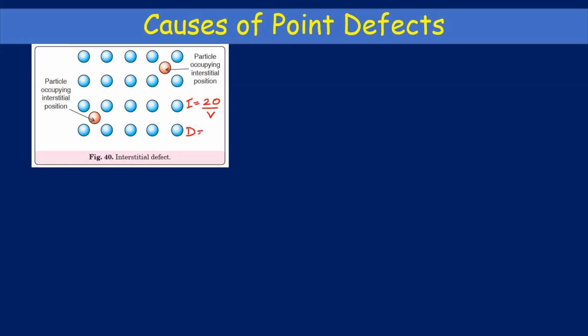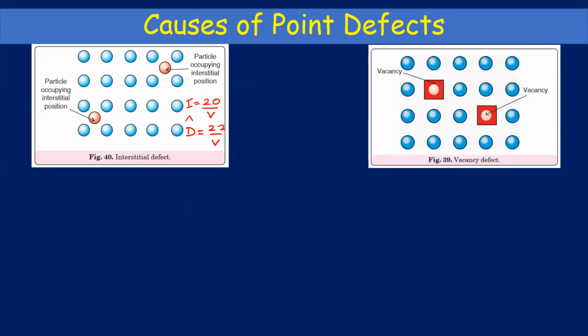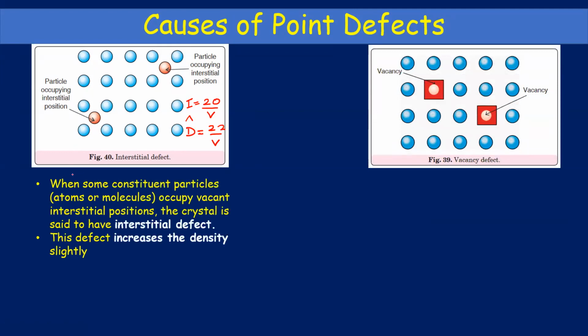Interstitial defect is there. Now tell me, how many atoms are there now in this defected piece? 22. And if I divide this by volume, I will get the density. So now you tell me which will have higher density, the ideal or the defected one? Defected one will have higher density. Okay, so that is the point. That is the vacancy defect that I will discuss now. This is the point about interstitial.